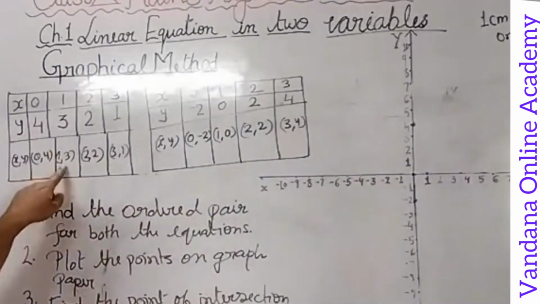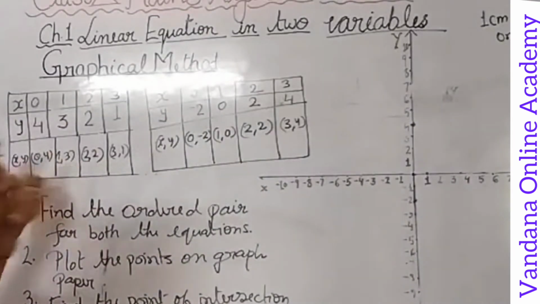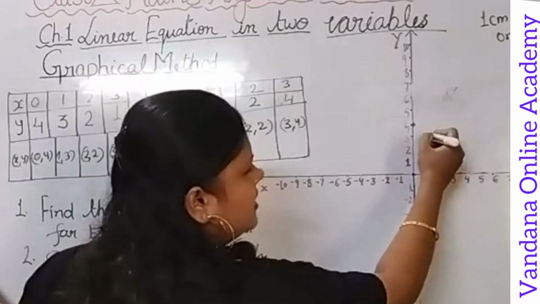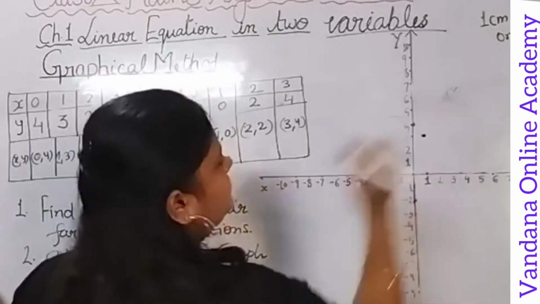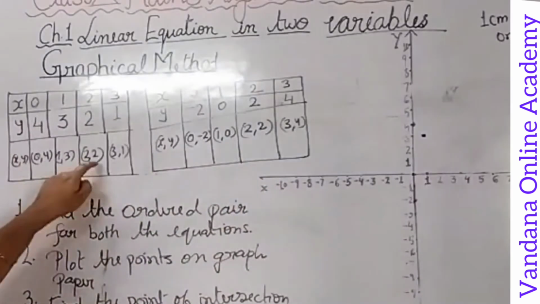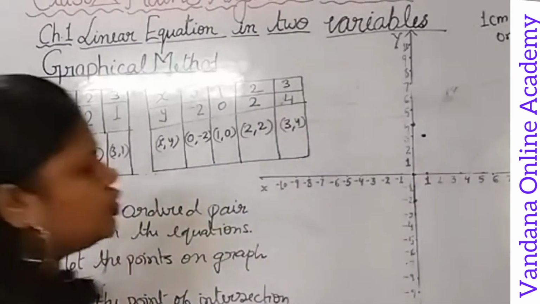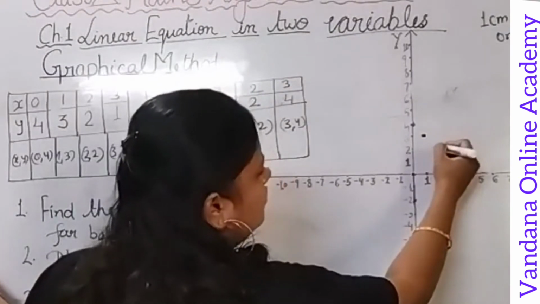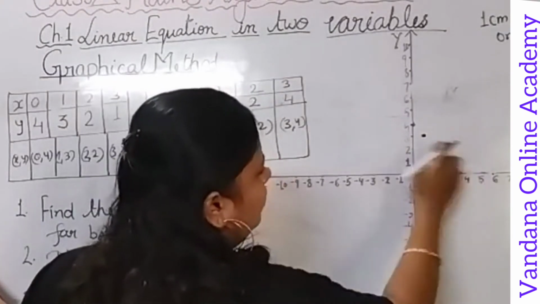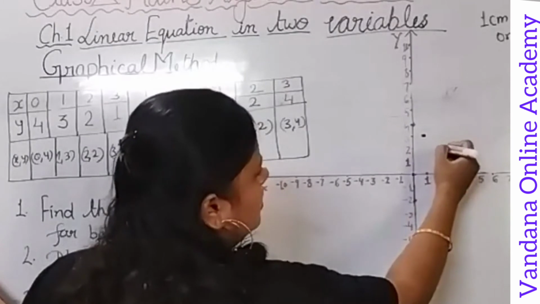Next we will plot 1,3. So here it is 1 and here it is 3. Okay. So we will show it here only. Now next is 2,2. So 2 is here and 2 is here. So we will place it in front of 2 here. This much understood?